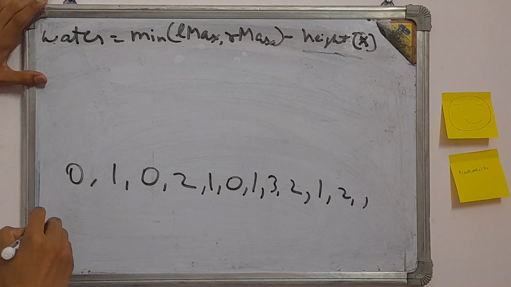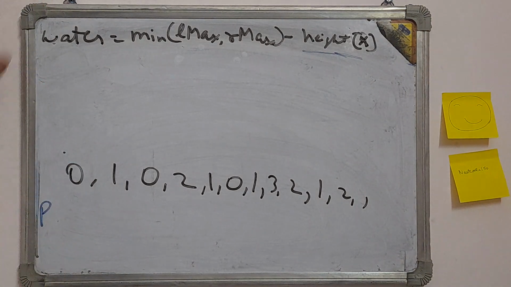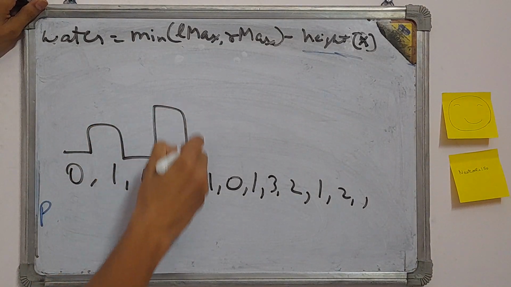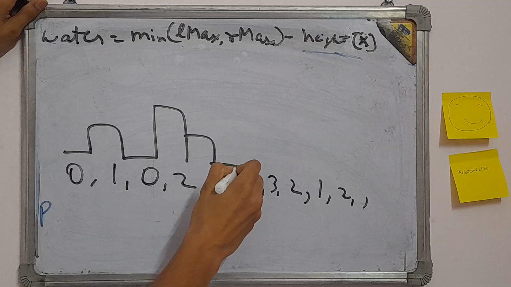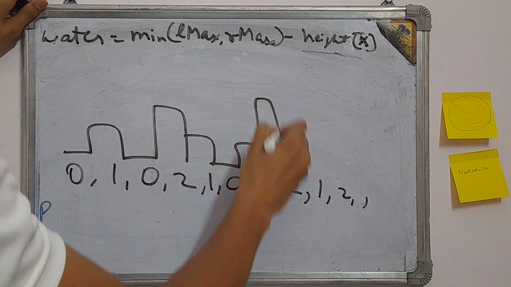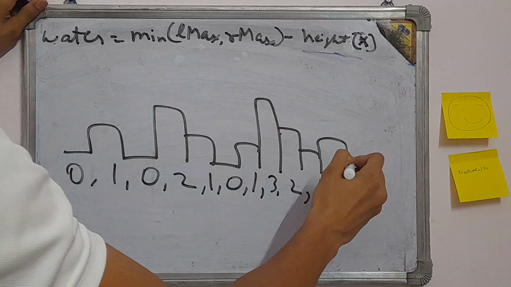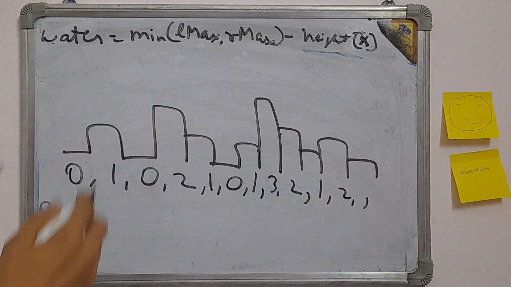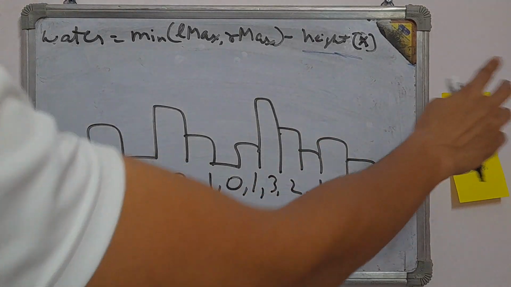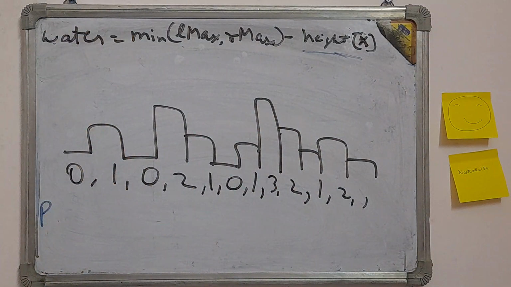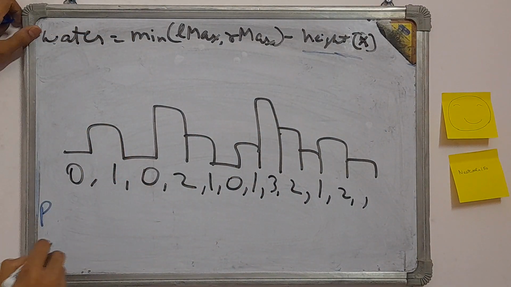So let's say this is the prefix array. Let me make the array also, the buildings, so you get a better idea. This is 0, this is 1, 0, 2, and then 1, and then 0, 1, and then 3, then 2, then 1, then 2, then 1. Okay, this is the array. In these two buildings there will be no water, and only in between the other buildings, above the buildings, there will be some water. So let's say this is prefix array, this is suffix array.